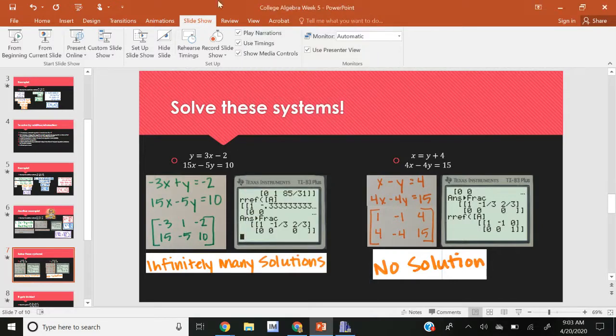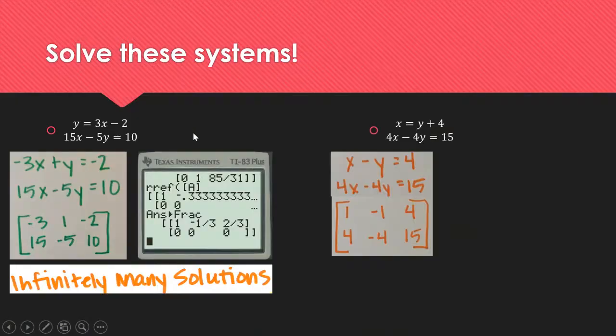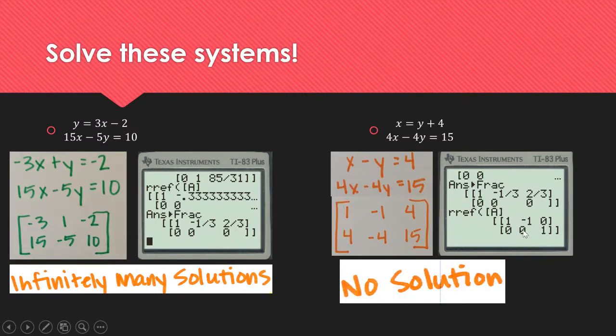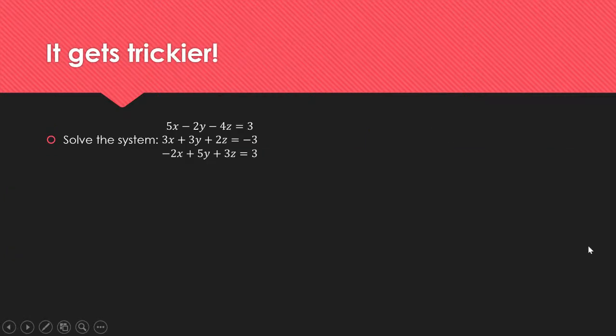So those are the trickster problems. So on the bottom line on your calculator, if it's all zeros, that's infinitely many solutions. If it's zeros and then a number, that's a no solution. That's how those will work.